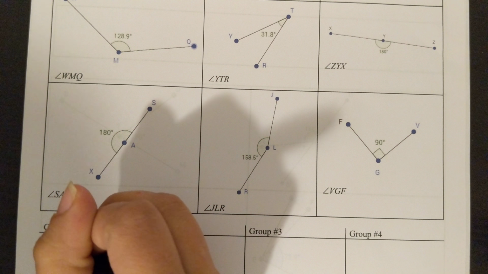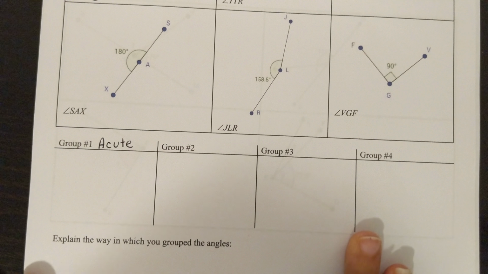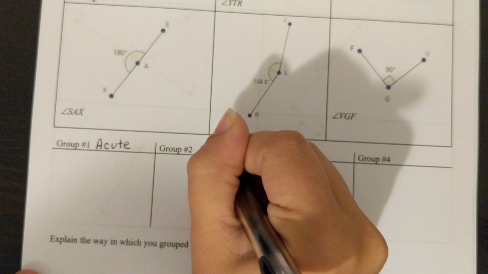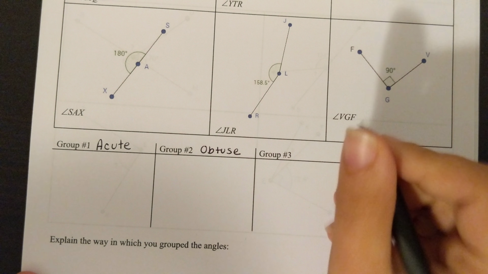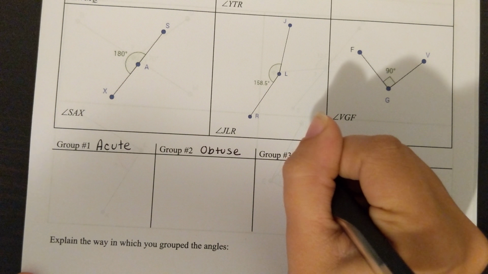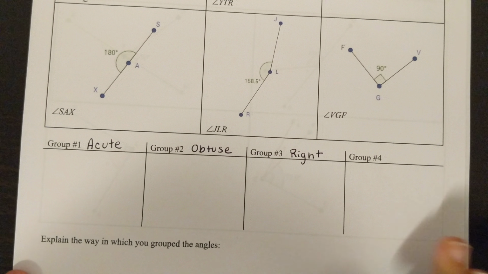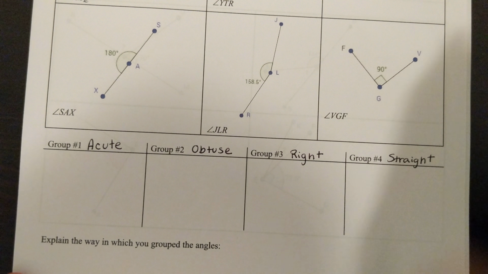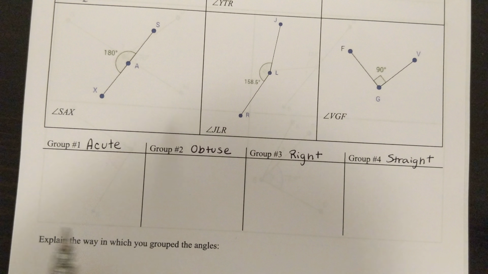Looking through these, the 4 distinct groups that I want to organize them in are: group 1 will be acute angles, group 2 is going to be obtuse angles, group 3 is going to be right angles, and group 4 is going to be straight angles. Acute angles are all the angles that are smaller than 90 degrees.